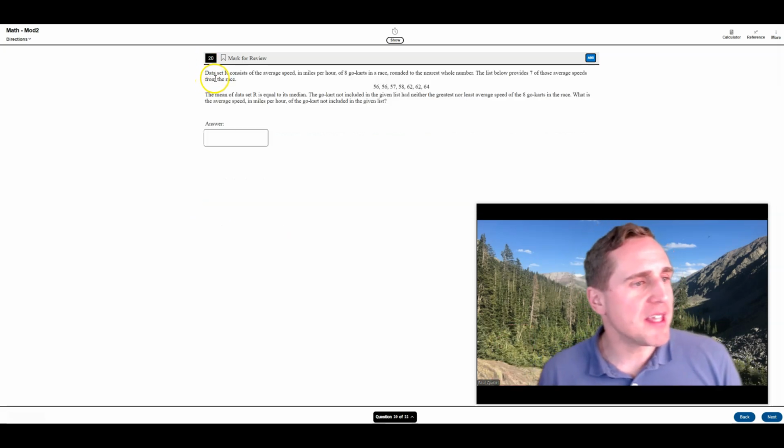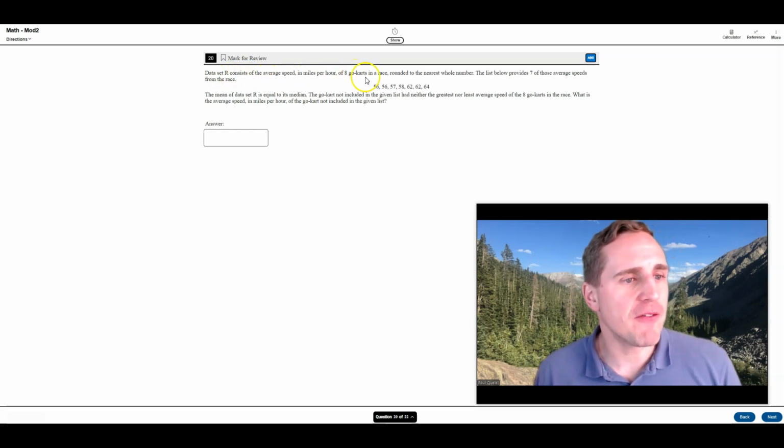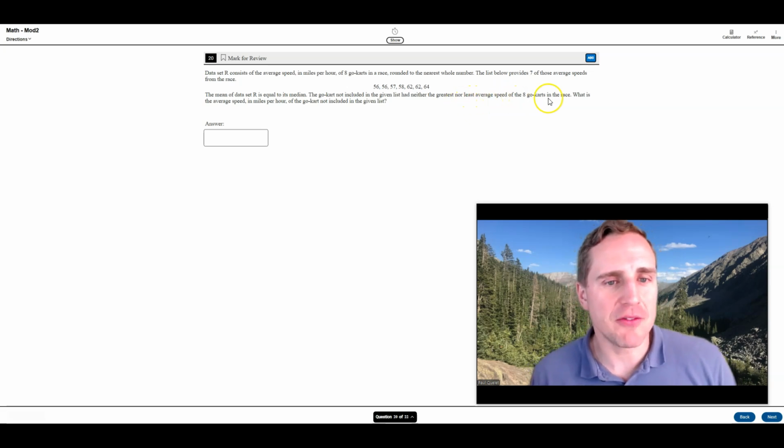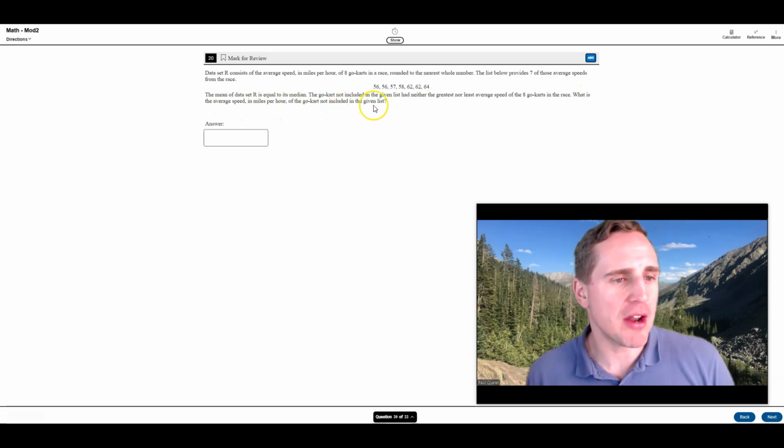Let's look at question 20. It says data set R consists of the average speed in miles per hour of 8 go-karts in a race, rounded to the nearest whole number. This list below provides 7 of those average speeds from the race: 56, 56, 57, 58, 62, 62, 64. The mean of the data set R is equal to its median. The go-kart not included in the given list had neither the greatest nor the least average speed of the 8 go-karts in the race. What is the average speed in miles per hour of the go-kart not included?